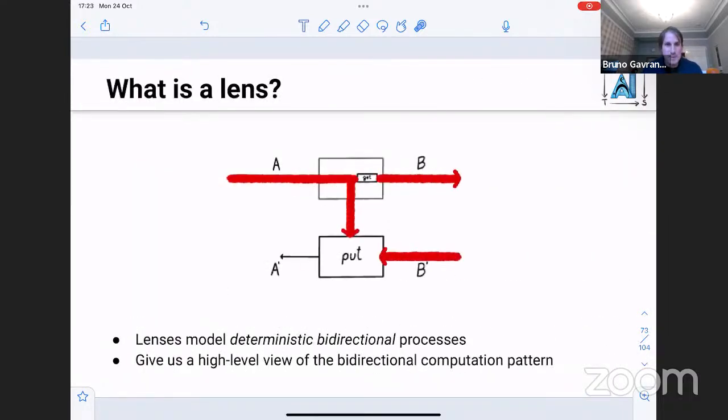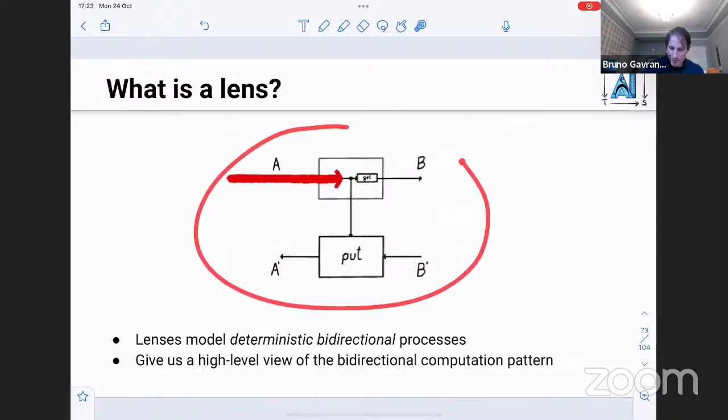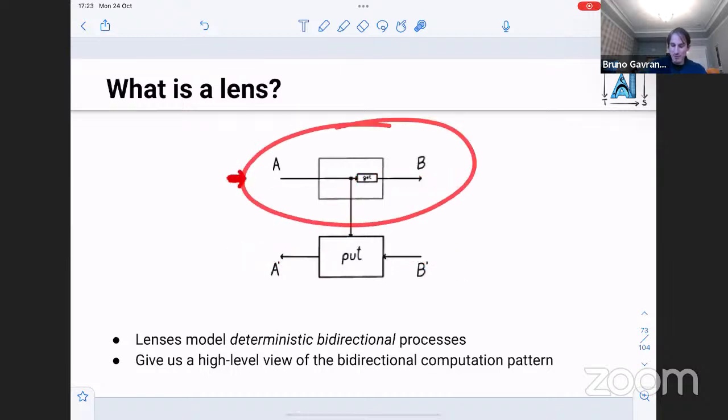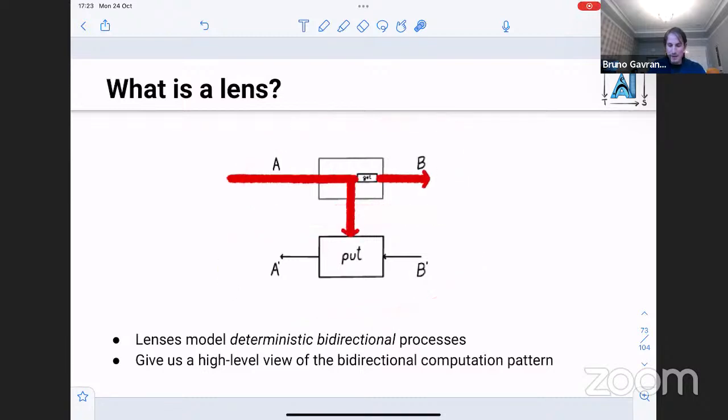So I'm going to go right in. What is a lens? A lens is something of the following shape here. It models a deterministic bidirectional process. So it's something that has, as we're going to see, a forward and a backward part, and a particular flow of information. It's going to be modeling all sorts of different bidirectional processes in a uniform high-level way, the same way we've seen so far.